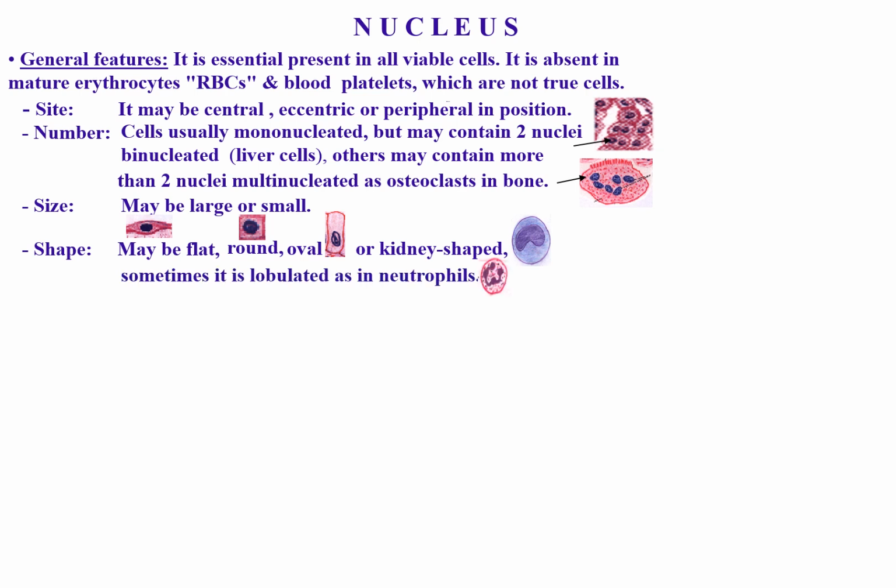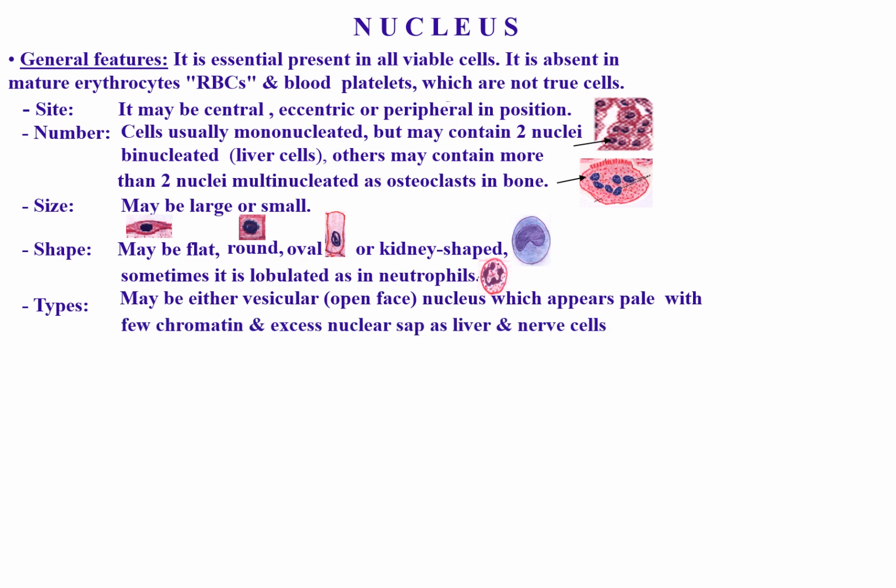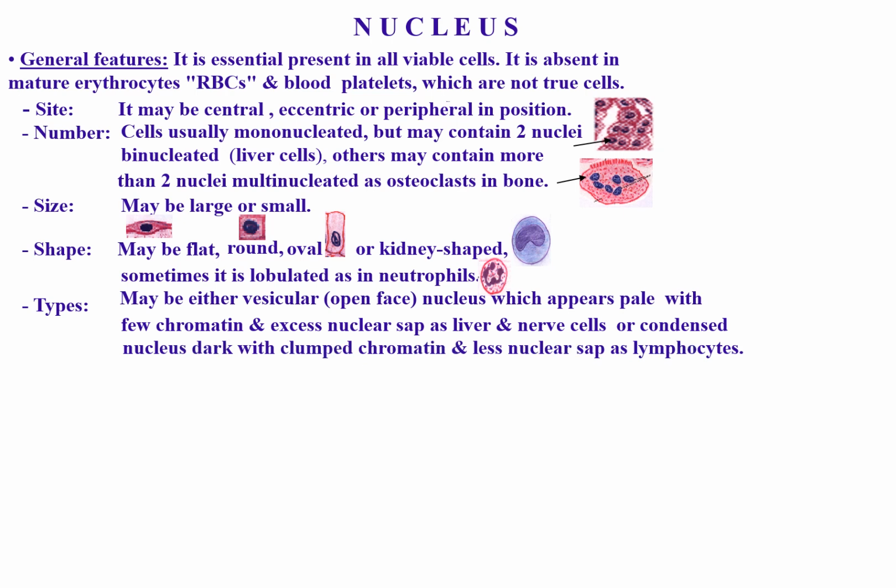Types. The nucleus may be either vesicular, or called open-face nucleus, which appears pale with few chromatin and excess nuclear sap, as in liver and nerve cells, or condensed nucleus, which appears dark with clumped chromatin and less nuclear sap, as in lymphocytes.